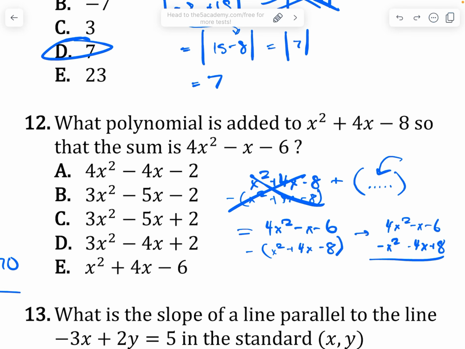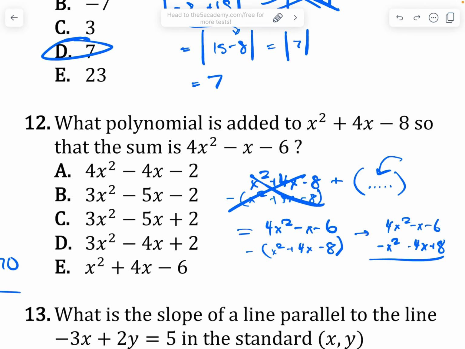I don't have to figure out, okay, it's 4x minus x squared, negative x minus 4x. Like, it gets confusing if you do that. Negative 6 minus negative 8, I'm not going to make you do that. It's just way too complicated. So let's just do the sum going down, okay?